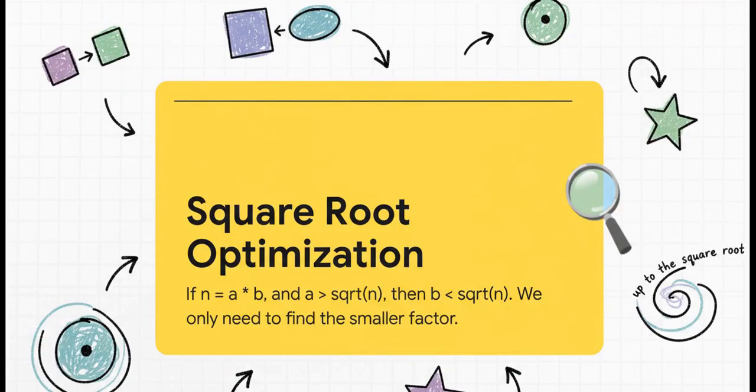Let's take the number 36. Its factors are 2 and 18, 3 and 12, 4 and 9. Now, the square root of 36 is 6. Notice how in every single one of those pairs, one of the factors is always less than or equal to 6. So, by only checking up to the square root, we are absolutely guaranteed to find the smaller factor in any pair. And that's all we need to prove a number isn't prime.